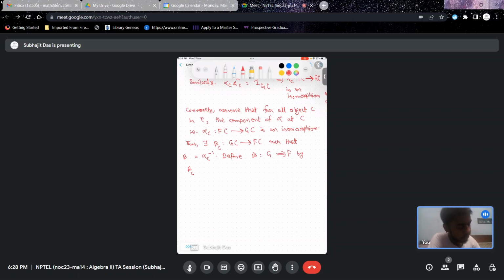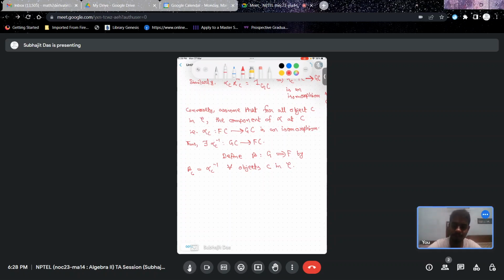All right, there's no issue with that. Maybe I'll just write it as alpha c inverse. So we define beta at c to be equal to alpha c inverse for all objects c in script c. So what we did here is we defined an assignment, which is the data of a natural transformation.